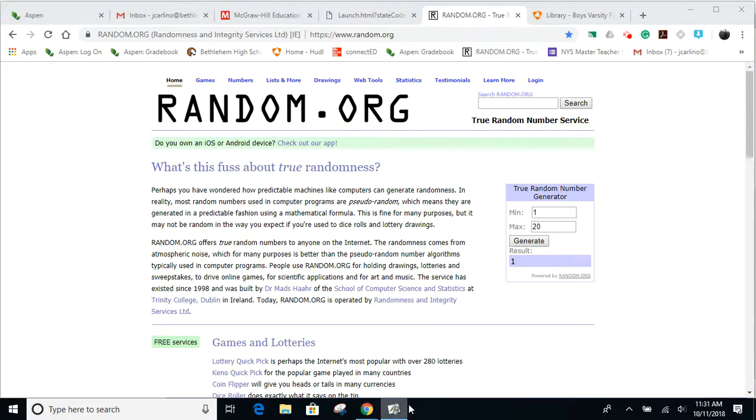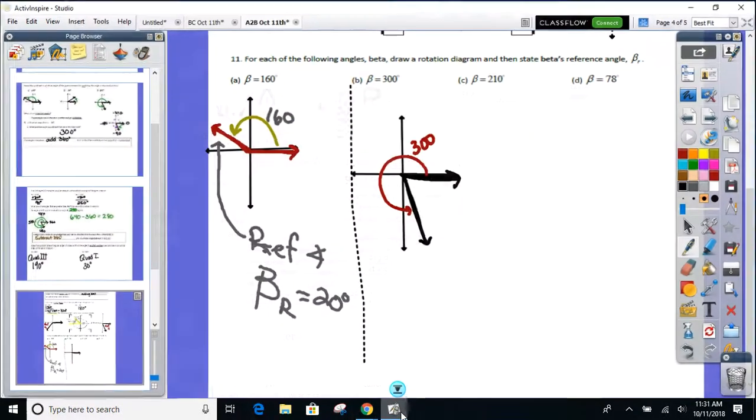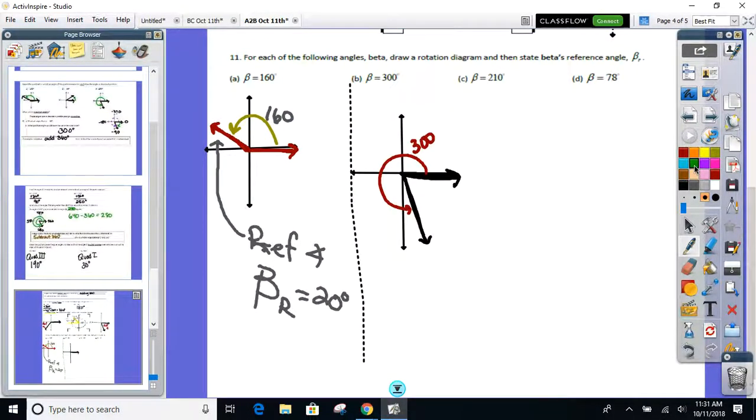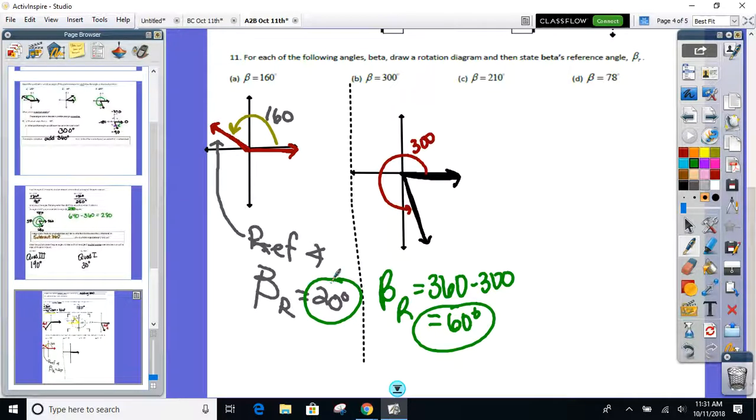Lucky number one. How'd you get 60? 360 all the way around minus 300. 60 degrees. Got to be between 0 and 90, remember. It's got to be acute. Go ahead, do it for 210 on your own.